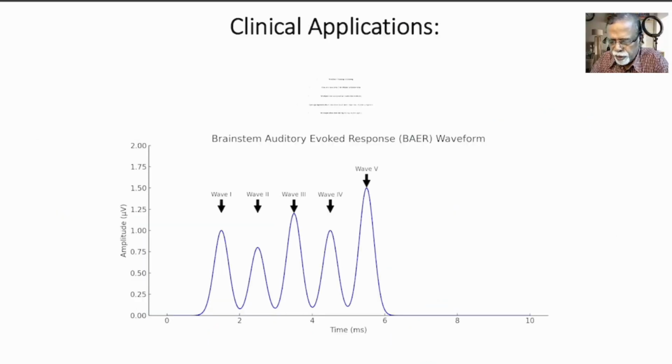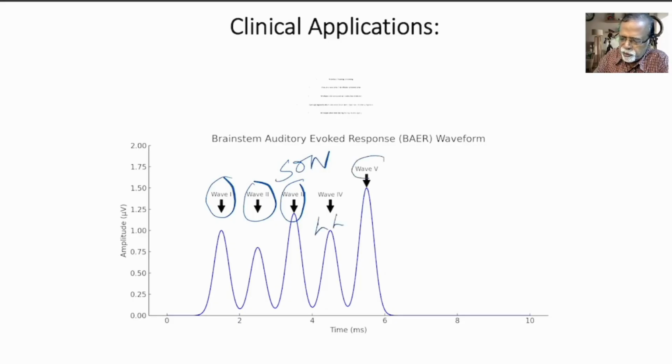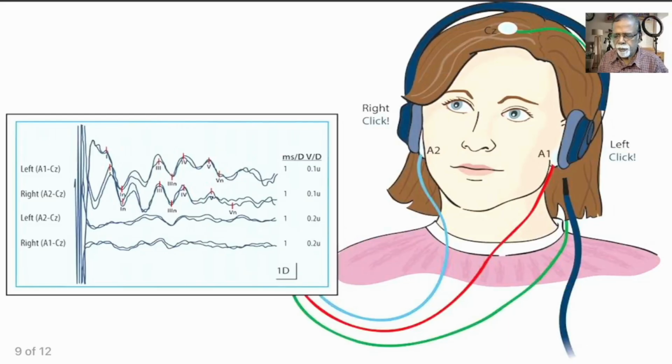I will draw it in a diagrammatic way. So wave 1, this is the auditory nerve. Wave 2, the cochlear nucleus. Wave 3, remember, it is the superior olivary nucleus. Wave 4 is the lateral lemniscus, and wave 5 is the inferior colliculus. That is the brainstem auditory evoked responses.